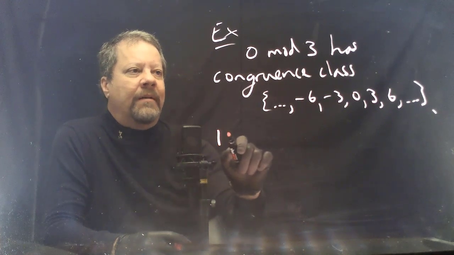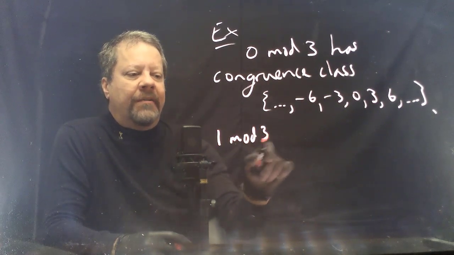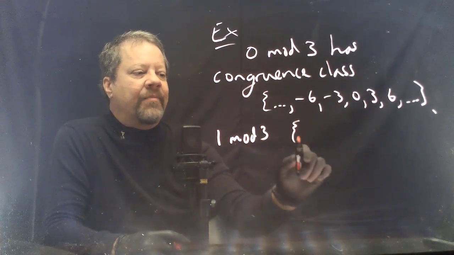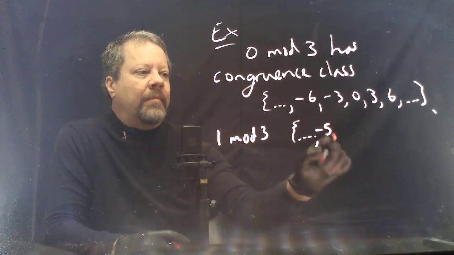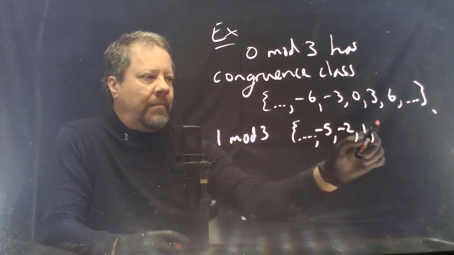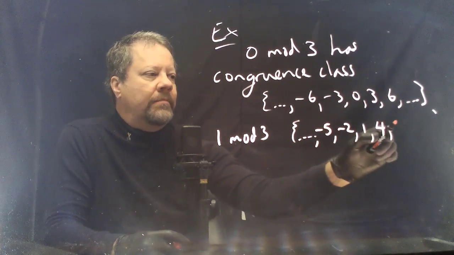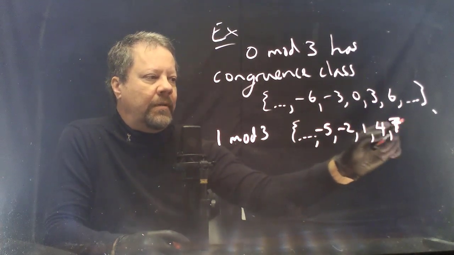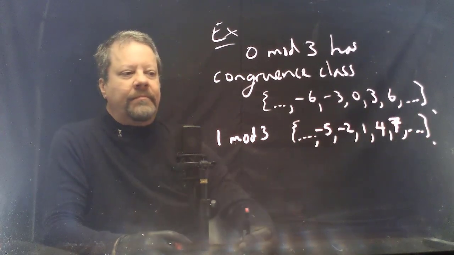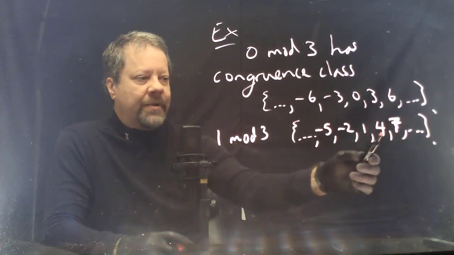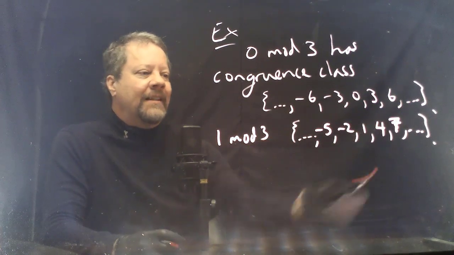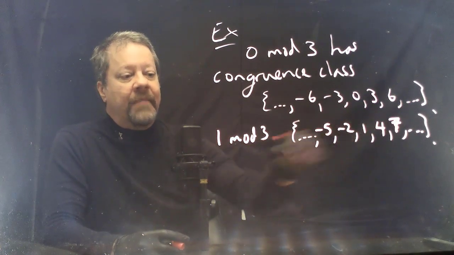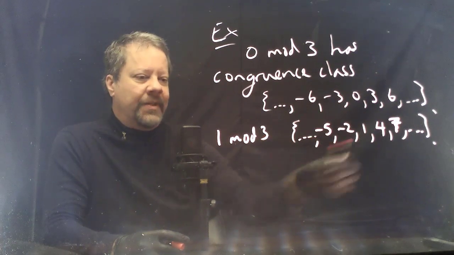What about 1 mod 3? What is its congruence class? Well, you'll add 1 to these basically. Clearly 4 is congruent to 1 mod 3. You subtract 3 from 4, you get 1. And all these others, they're always 3 units apart, as you can see.